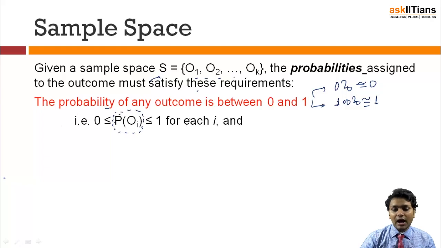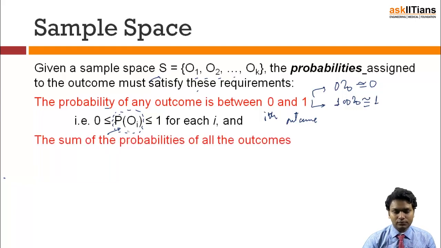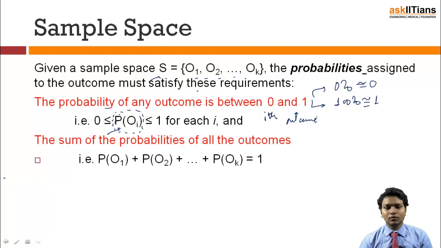And this is how we notate the probability. OI is the ith outcome, and the P that we have written outside will symbolize that we are interested in the probability of this. So for every possible outcome, the probability is going to range from 0 to 1. That is the meaning of the probability of any outcome being between 0 and 1. Next, if we have considered the sample space accurately, the sum of probabilities of all the outcomes will give us a definite value, and that will be equal to 1.